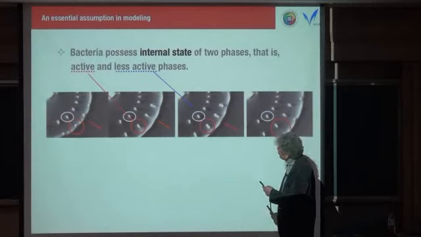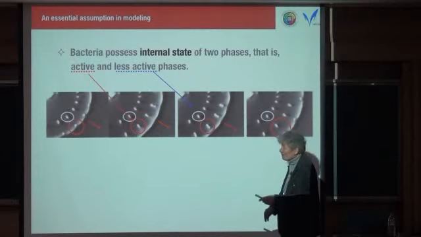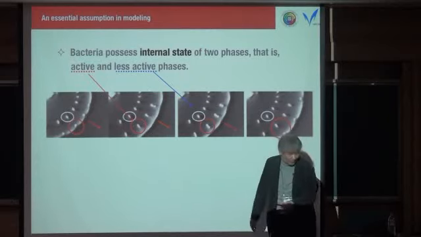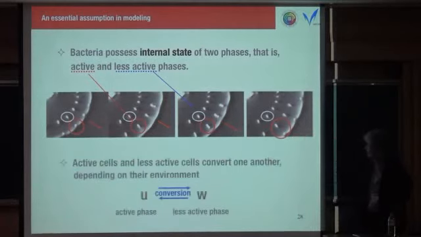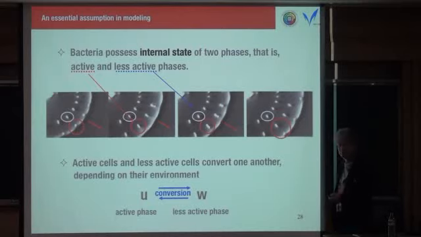Bacteria possess an internal state of two phases: active, this one, and less active, here. But less active just stays there, okay? As far as the observation of experiments. So active cells and less active cells convert into one another depending on their environment. This is an ansatz, okay? And U and W, the conversion is like this. This is also the same story as the previous model. Of course, at last I did something in the previous model. That's why I could attack this problem.